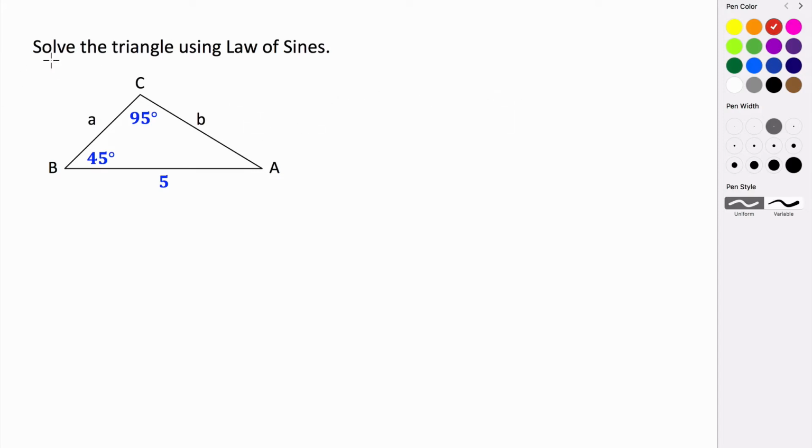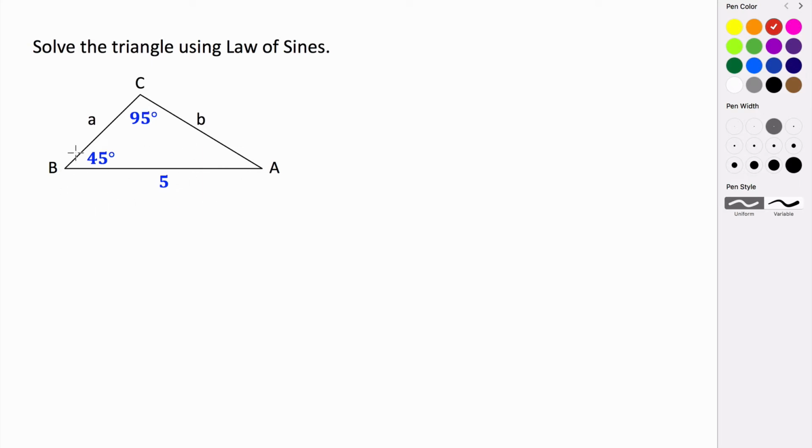For this example, we want to solve the triangle using law of sines. So first, what we have to do is classify this triangle. Is it one of the three kinds that we can use law of sines for? Is it a side-side-angle, angle-side-angle, or angle-angle-side triangle? And just to clarify, to solve a triangle means to find all missing side lengths and angle measures. So we'll find angle A and side B.